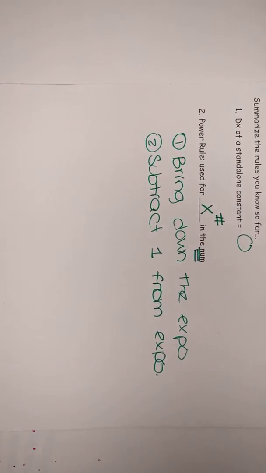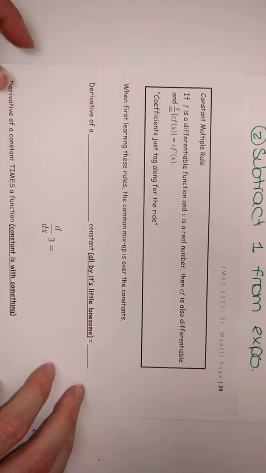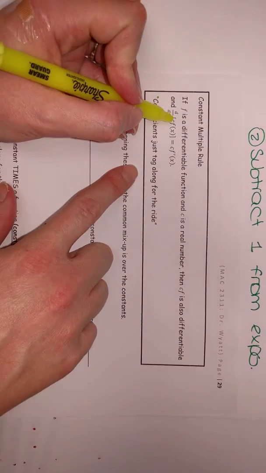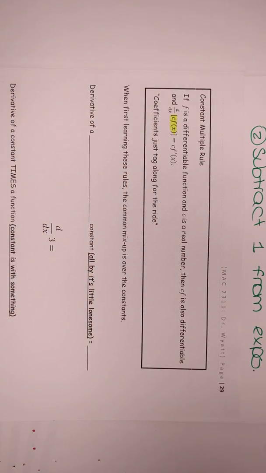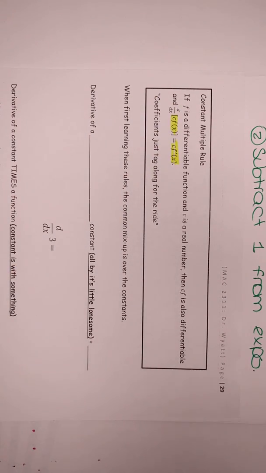Okay, so now what we're going to talk about is the next rule, which is our constant multiple rule. The constant multiple rule says that our constant coefficients are just going to tag along for the ride. So what happens here is you have c times f of x inside of the derivative, and what it says is that it's just going to be c times f prime of x.